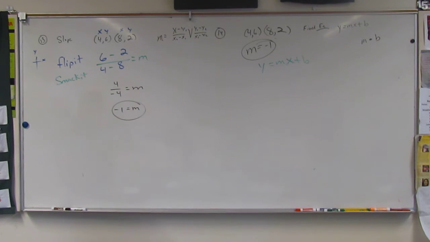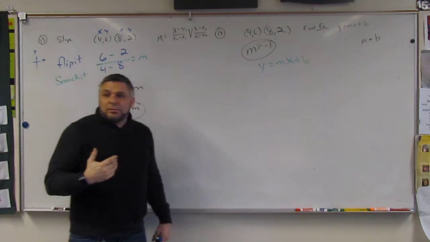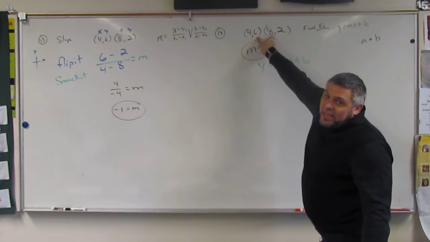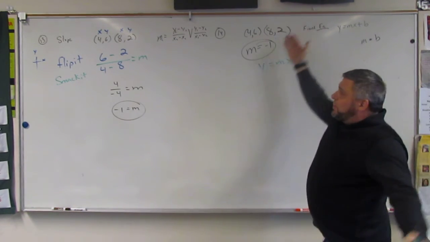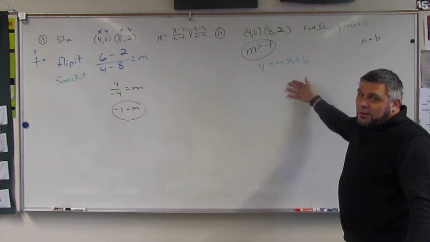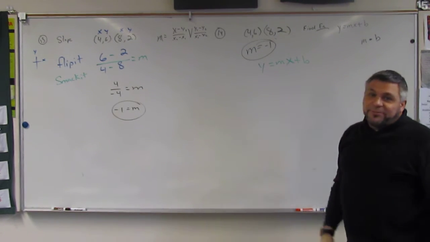So for 14, it's the same equation, because these are the same points. We're going to do slope. Well, we just did it, so we can use the slope. Boom. Right? So we're just taking the answer from number 13 and using it in number 14.